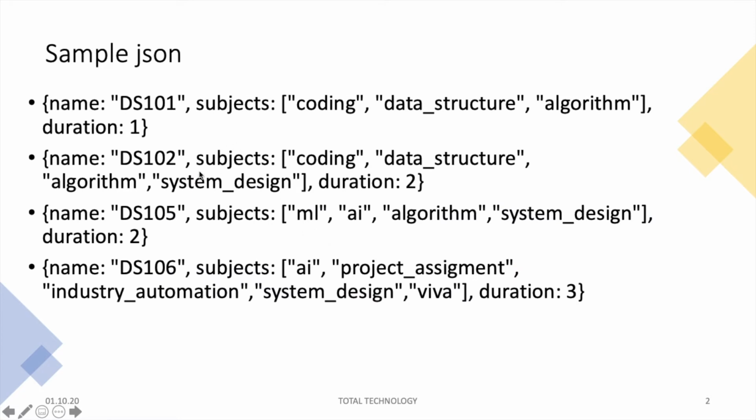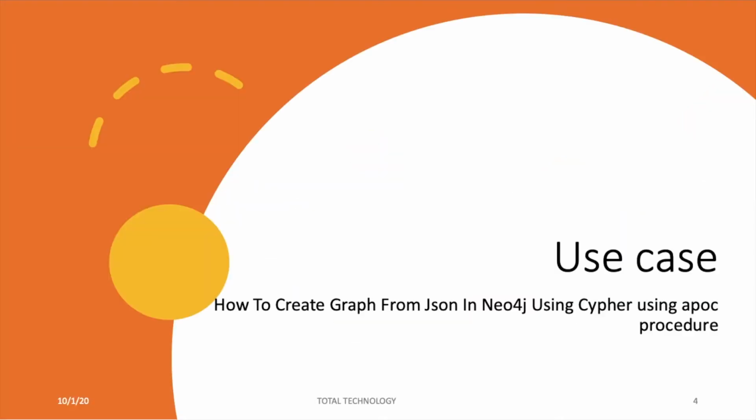The query will be a bit complicated, but don't worry, I'll explain it. So without wasting further time, let's start the video. Before I start, this is the use case: how to create a graph from JSON in Neo4j using the Cypher APOC procedure. We're going to use APOC, which is why I just mentioned it.